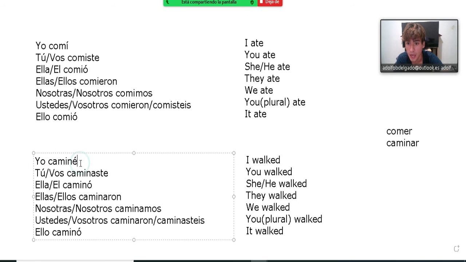Now, the next verb, caminar. Yo caminé. Yo caminé. Tú or vos caminaste. Caminaste. Ella or él caminó. Caminó.